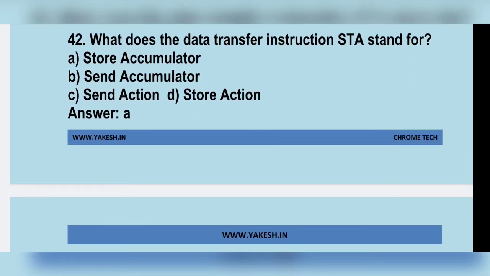What does the data transfer instruction STA stand for? Option A, store accumulator.